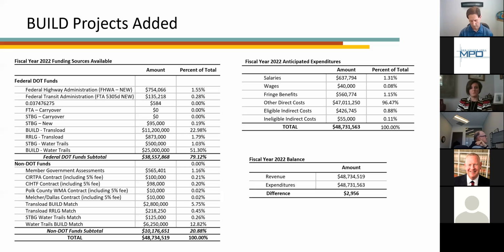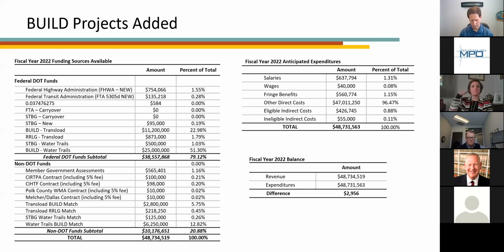And on the anticipated expenditures, that other direct costs was increased significantly to match that. At the end of the day, we're still showing the same balance because all that funding will come into the MPO and then go right back out. But from an accounting standpoint, it shows that cash flow in there so that when we look at our audit at the end of the year, all that stuff's going to show up there. So this way it matches.